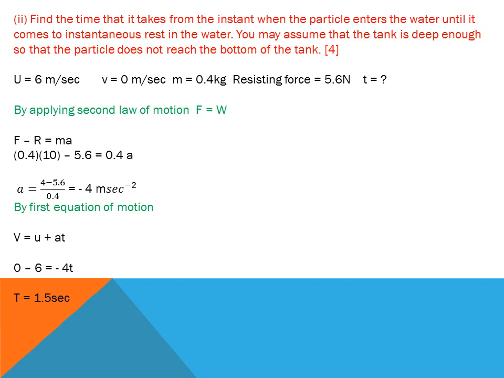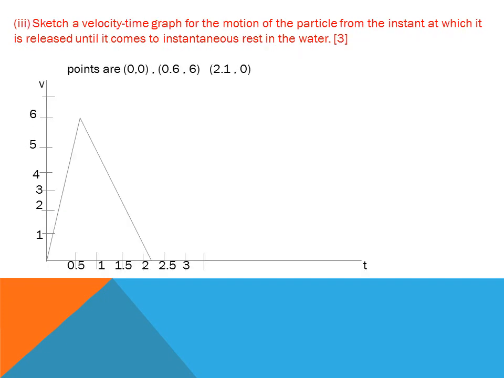By the first equation of motion, v is equal to u plus at. So finally v is 0, u is 6, so 0 is equal to 6 minus 4t, because a is minus 4. So here t is equal to 1.5 seconds.